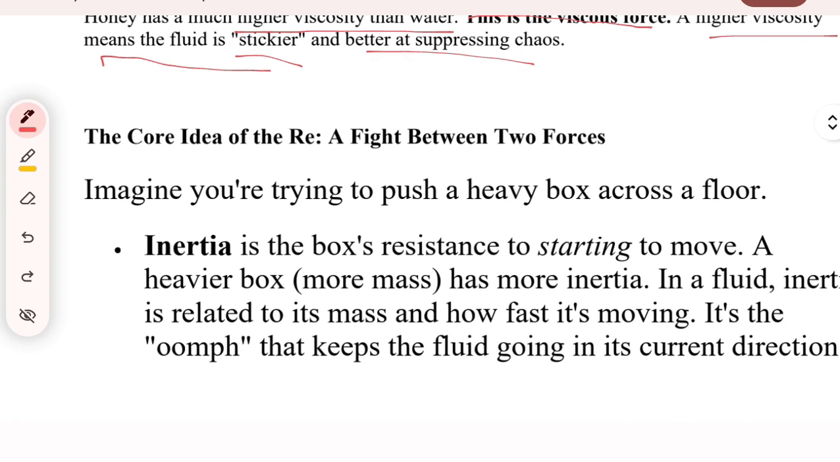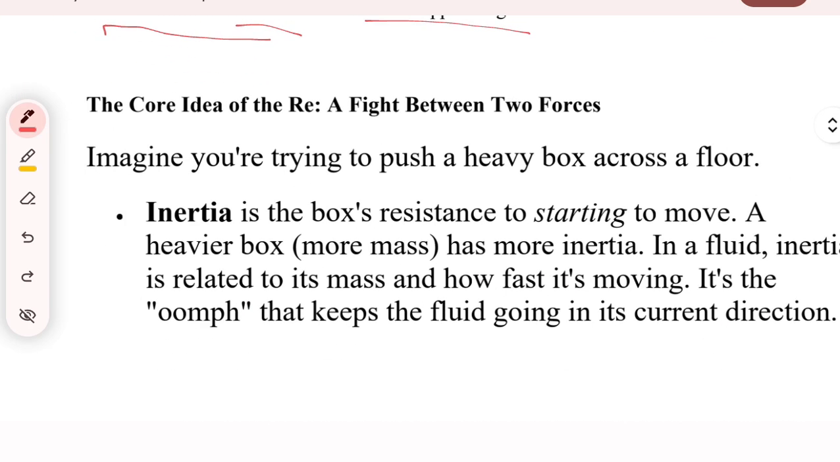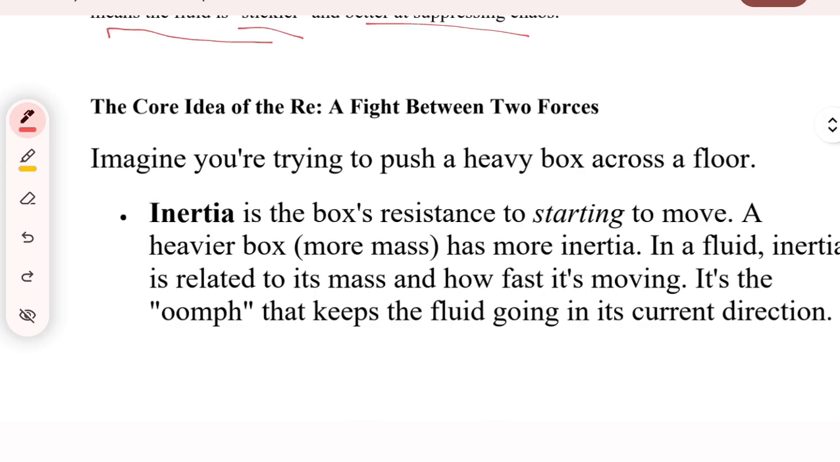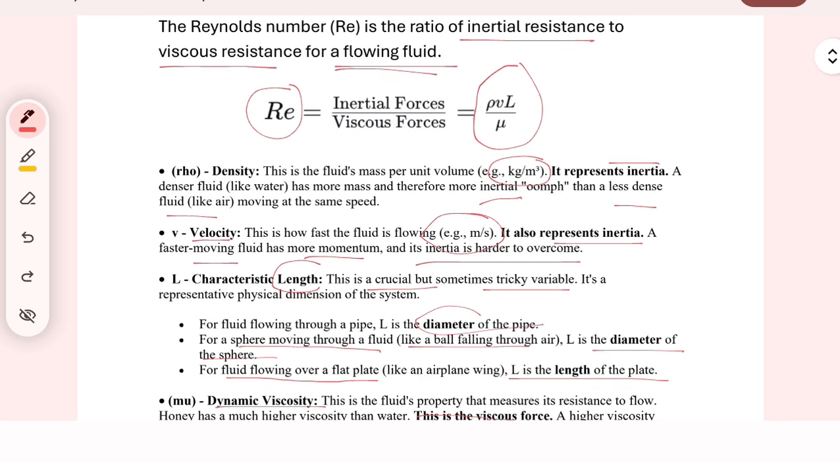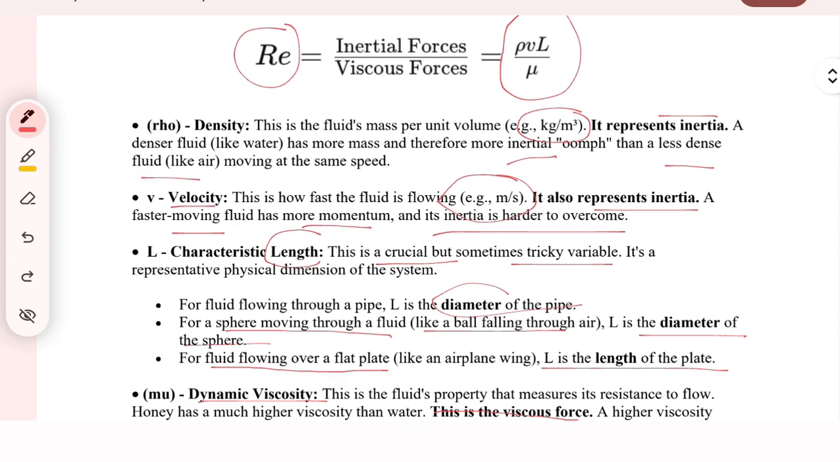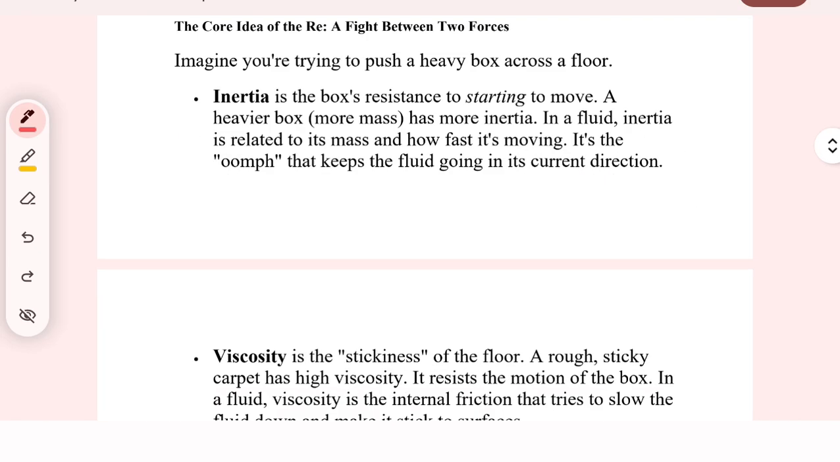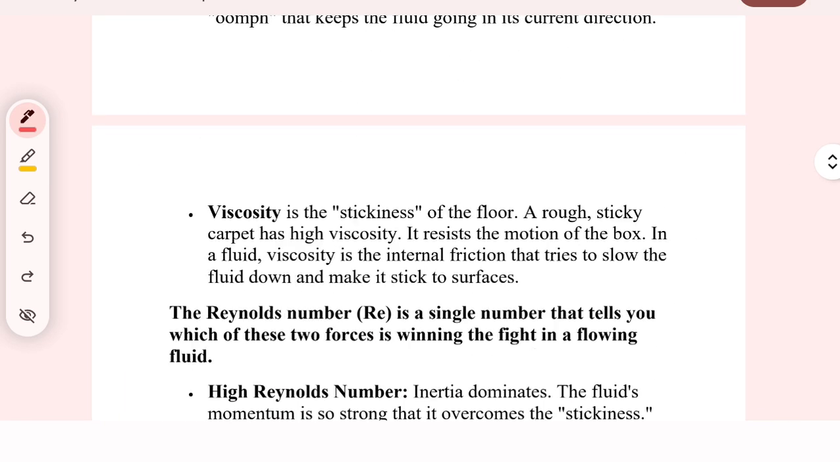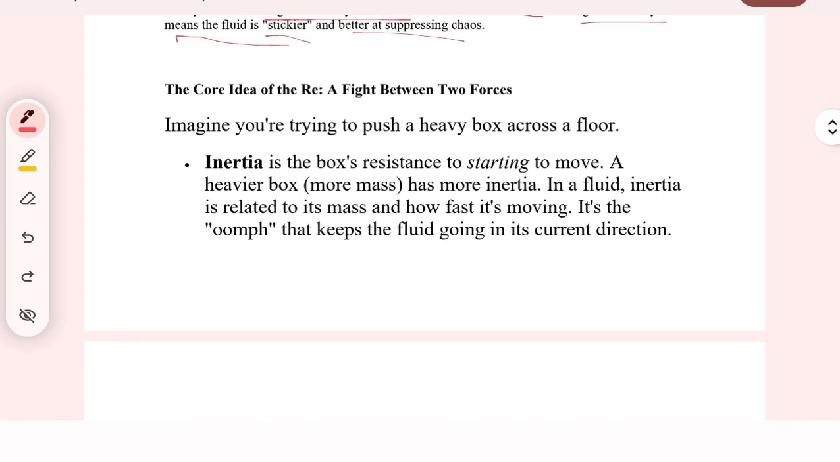Now let's imagine this idea. So if you discuss this formula for Reynolds number Re, sometimes it's better to understand it if you look at it in this idea.